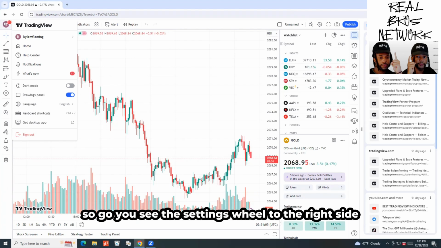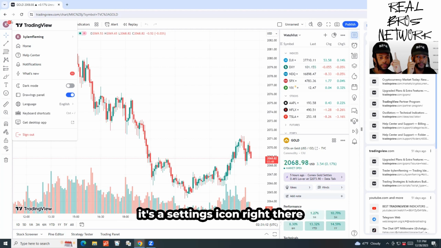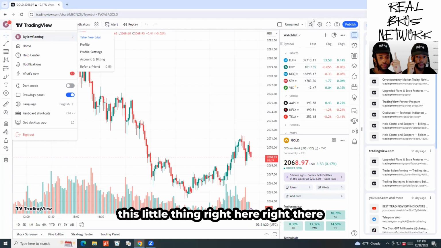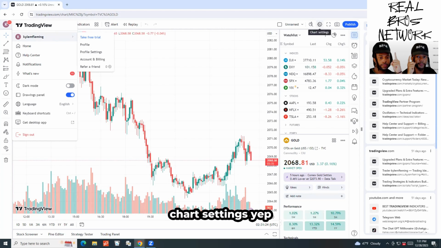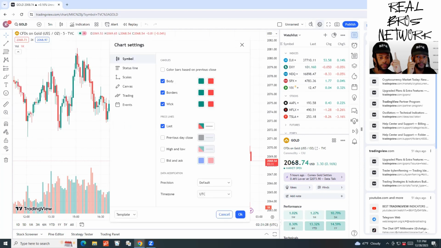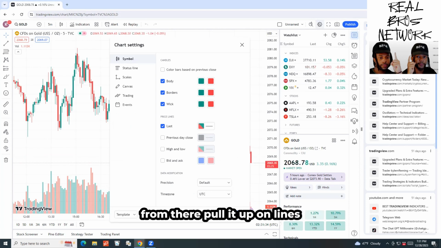So you see the settings wheel on the right side. Take your mouse and scroll across to the right. It's a settings icon right there, all the way to the right. This little thing right here. Chart settings. You go to the settings wheel, and from there, I'll pull it up on mine.